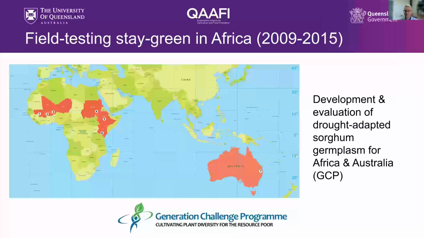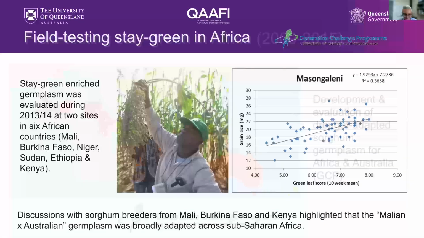We did some field testing of stay-green in Africa as well between 2009 and 2015. And this was work that I was doing with David Jordan in West Africa and in East Africa. David developed some Malian by Australian germplasm, and this was tested and evaluated in 2013-14 at 2 sites in 6 African countries. And here's an example of some data from Masongaleni, which is in Kenya.